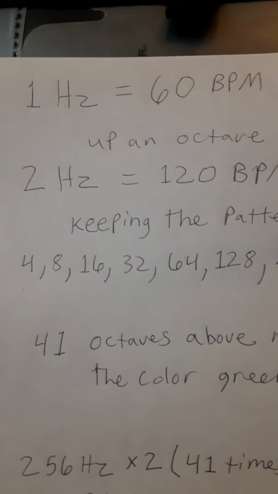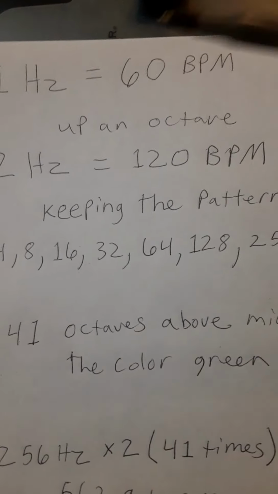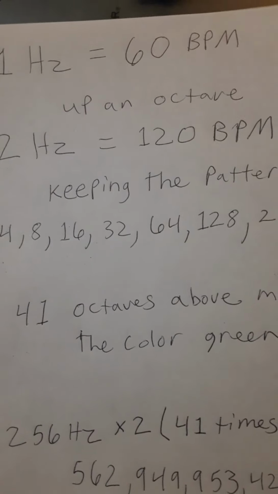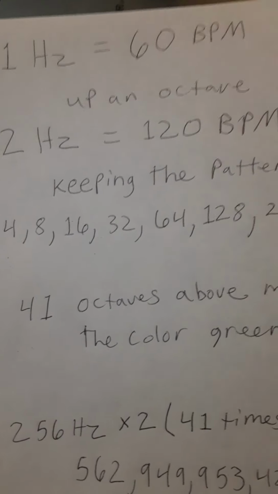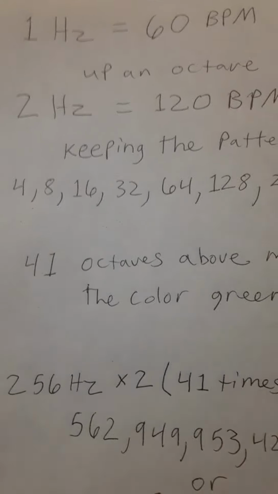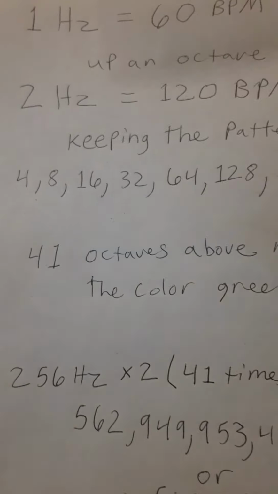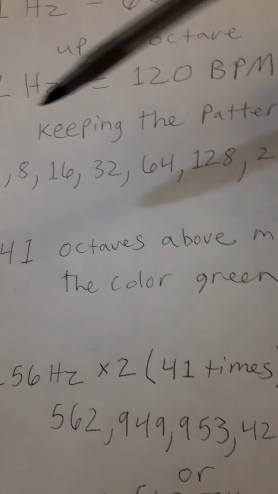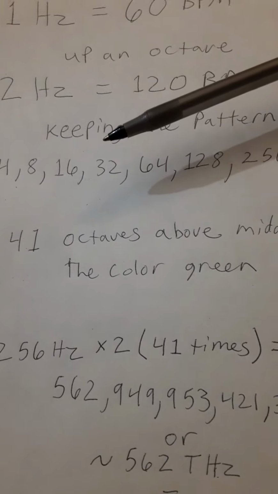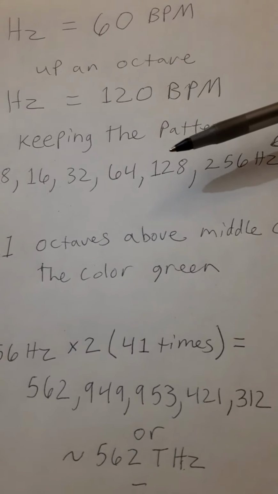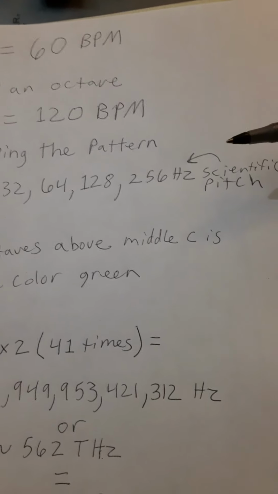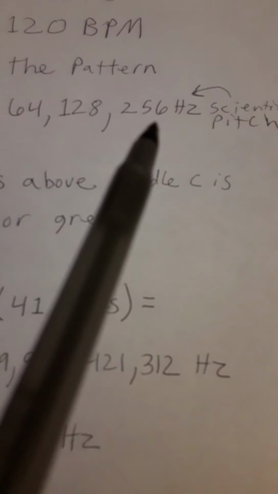That equals 60 beats per minute. If we go up an octave, we have 2 hertz, which is 120 beats per minute. 4, or 8, 16, we're just going to keep the pattern, okay? We're going to go up an octave each time. 32, 64, 128, 256 hertz. That's going to be scientific pitch. It's in the range of middle C.